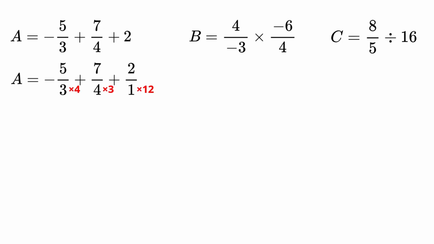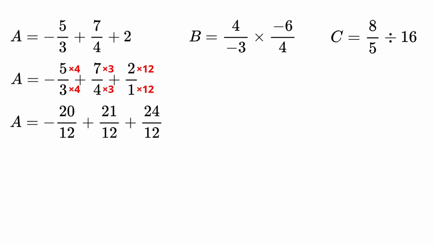Once we have chosen the common denominator, we must adjust the numerators because when we multiply the denominator, we must also multiply the numerator by the same number. So here we multiply 5 by 4, 7 by 3, and 2 by 12. We do our calculations and find minus 20 twelfths, 21 twelfths, and 24 twelfths.